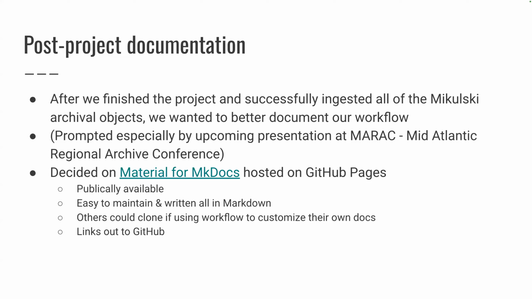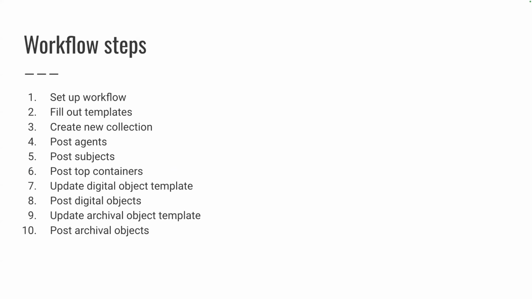So I decided to use Material for MkDocs, which is a theme for MkDocs, which is a static site generator that only uses Markdown. And it's really good because it's made for project documentation. I also like that you can easily clone it. If you were interested in using this workflow, but you wanted to change the documentation or change the workflow slightly, you could still have this as a starting point and just borrow it. And it also has a built-in way to link out to GitHub that just stays at the top of the site the whole time, and I really appreciate that.